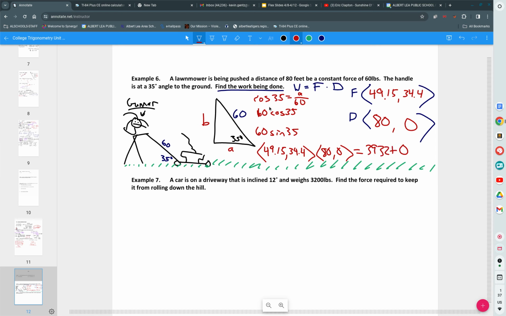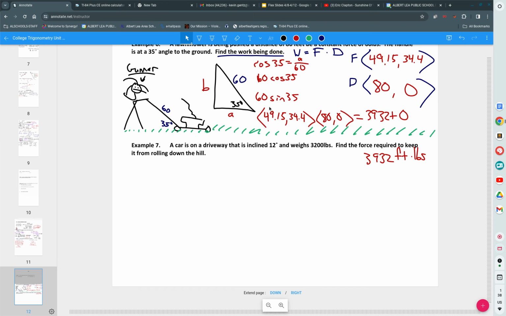Notice that there's no vertical change, so there's no work being done vertically. So we get 3,932, and my label is force times distance. The distance is in feet and the force is in pounds, so foot-pounds is what we're going to use for our label for work. Not too bad, right? Just set it up: two vectors, horizontal component, vertical component. We all good? Okay.